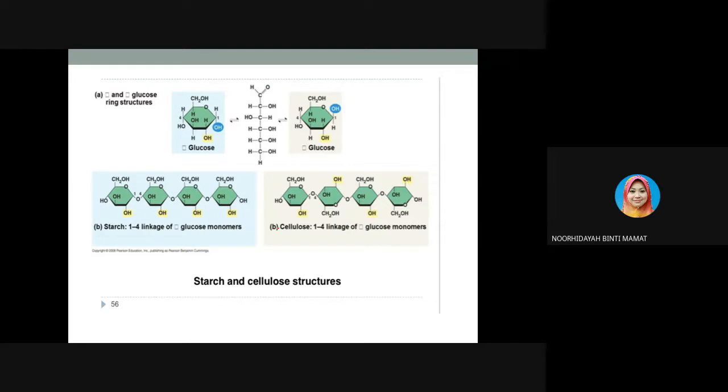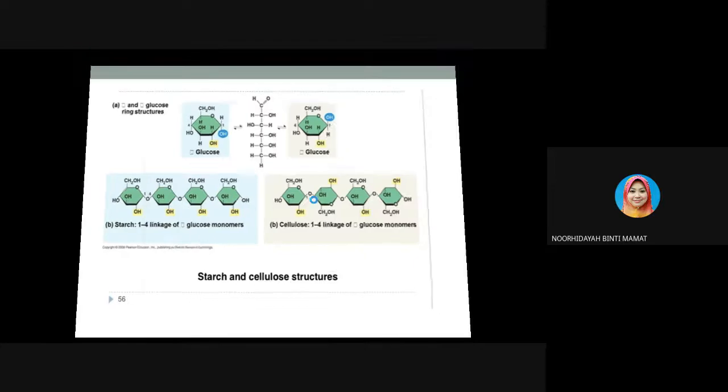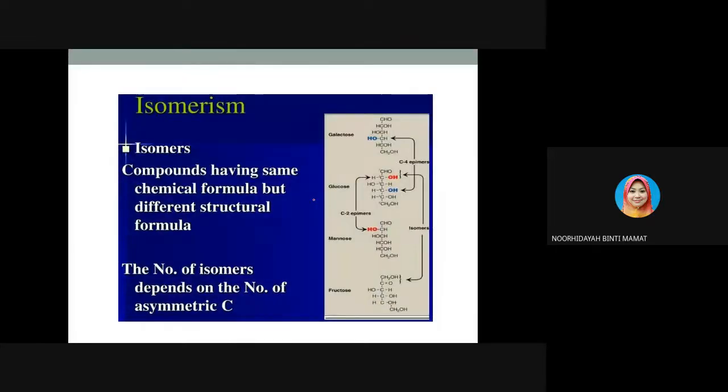Okay, they are a combination. They have the glycosidic bond here. Just now we talked about the monomer, and we're also talking about the polymer. We also have isomerism. Isomers are compounds having the same chemical formula, but a different structural formula.